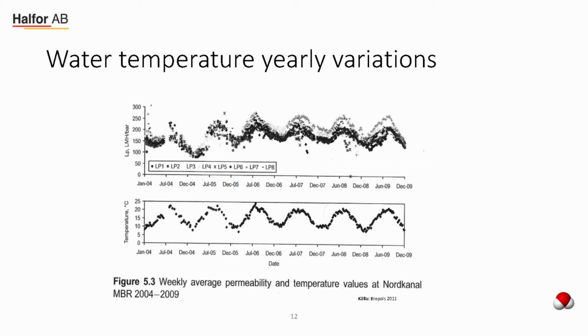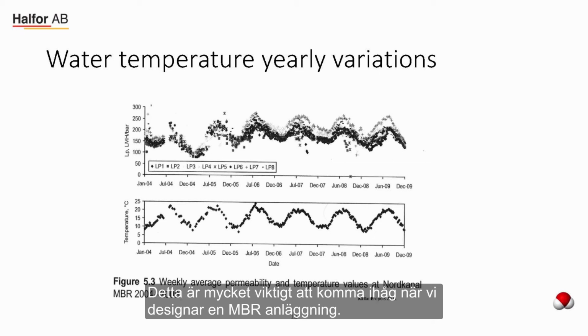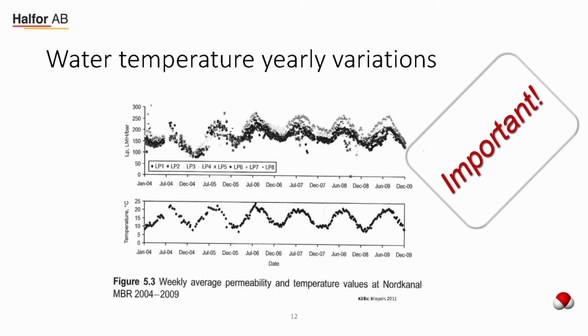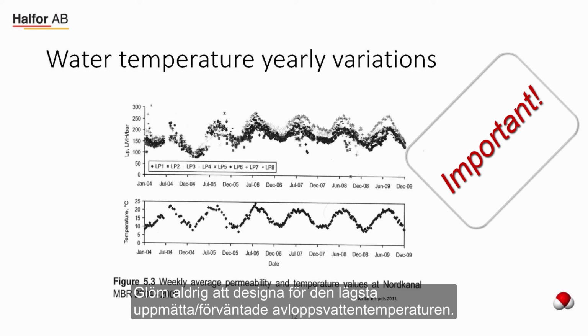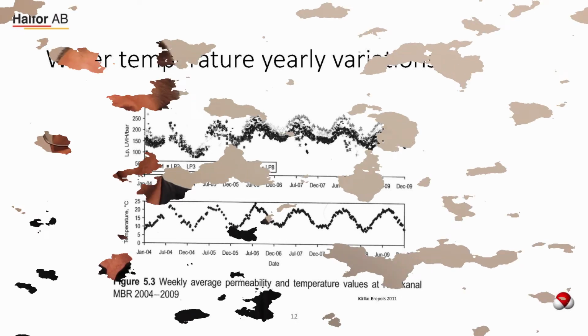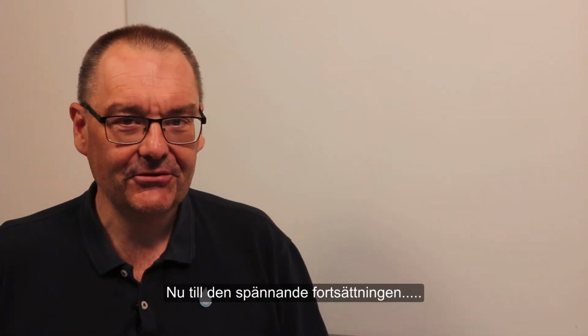Now, this is critical to remember when you design a plant, that the viscosity and water temperature will mean that it will be easier or more difficult to put the water through the membrane. So, importantly, never forget to design for the lowest water temperature. With that, we'll go on to the next slide and see what we find.